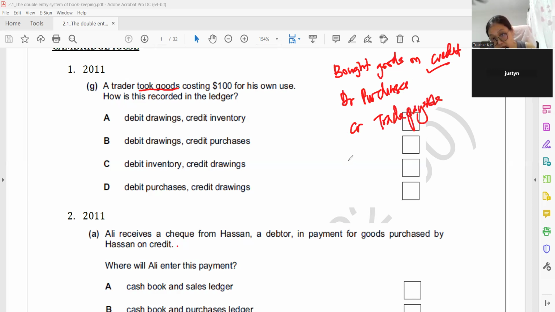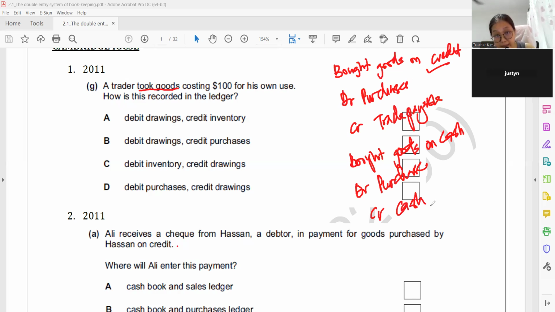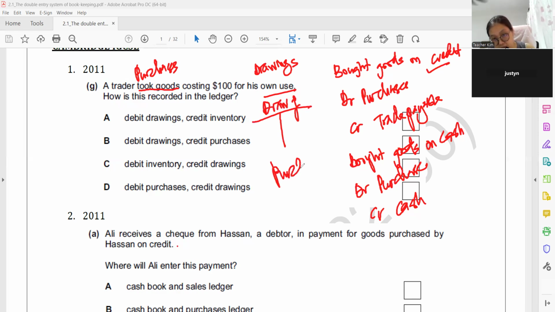Okay. If we bought goods on cash, then we will debit purchases and credit cash. Okay. If by check, that means bank. So now this is a purchases account. But own use means drawing. You think about the drawing account and the purchases account.